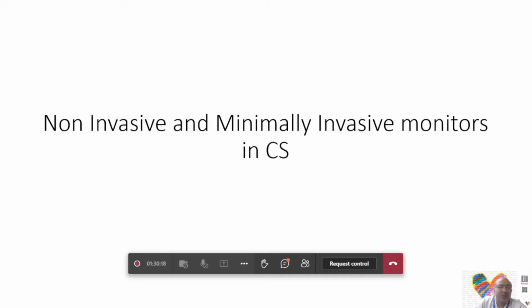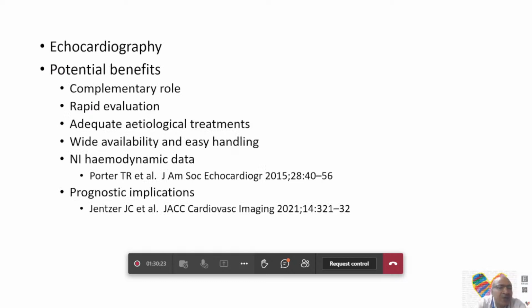Now, looking at non-invasive and minimally invasive monitors in cardiogenic shock, echocardiography, we all know, has some potential benefits, like a complementary role to invasive hemodynamic monitors. It can rapidly evaluate the structural and functional disturbances of the heart. It can help us start adequate and etiological treatments. It is widely available and easy to handle. There are a lot of non-hemodynamic data and prognostic data.